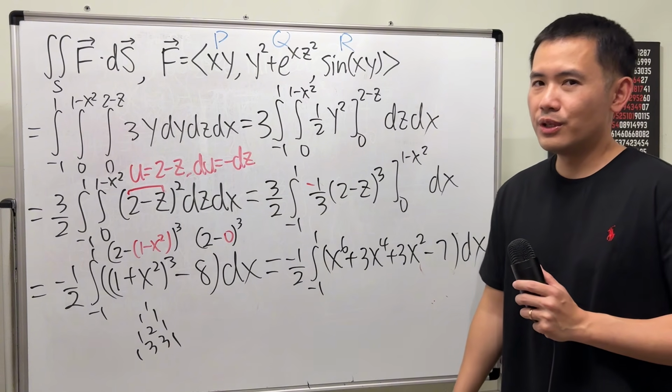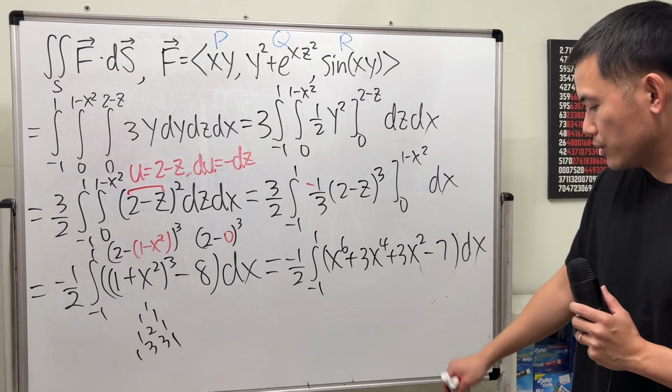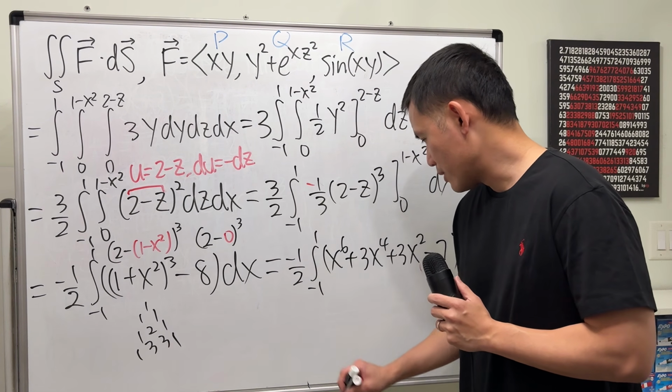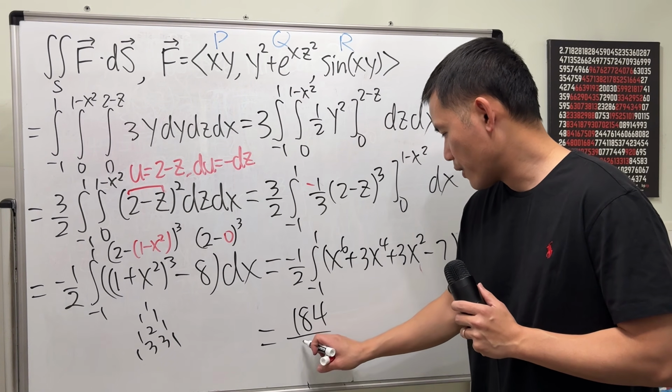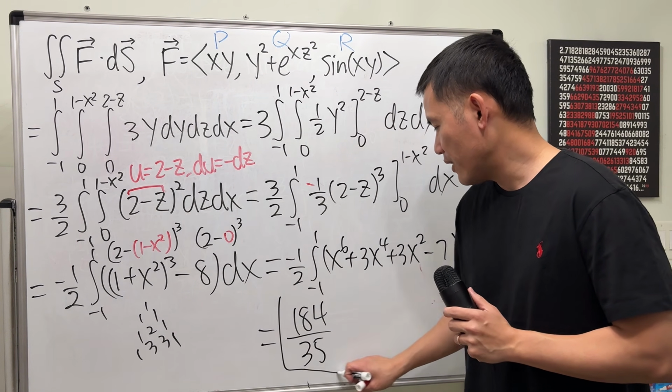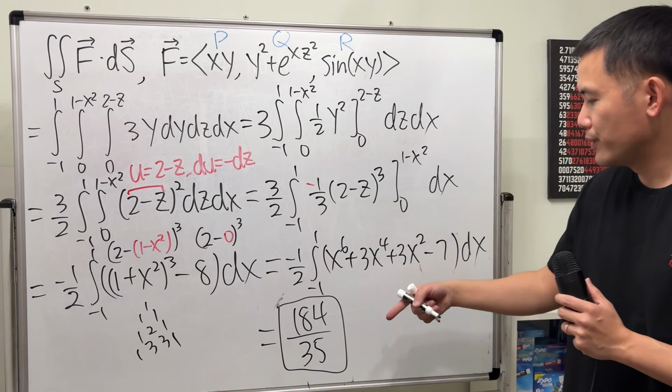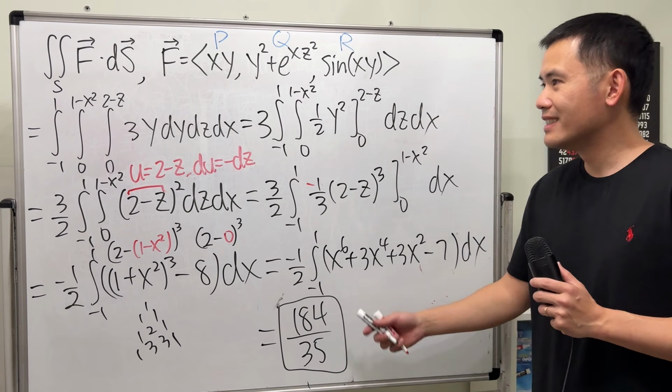It's going to be just arithmetic from here. I'll tell you the final answer, which I wrote down right here earlier. You will end up with positive 184 over 35. So make sure you work that out. Yep, that's it.